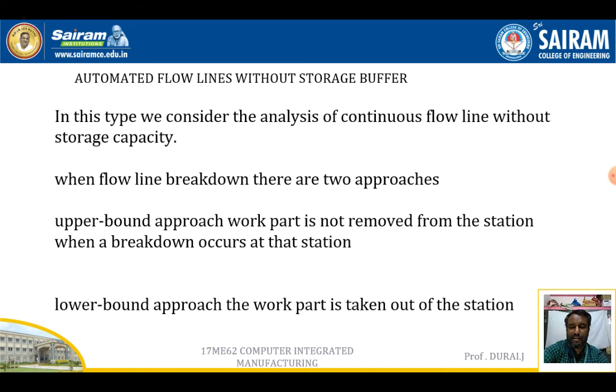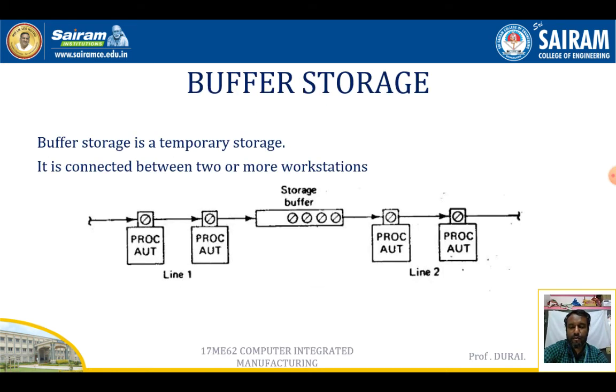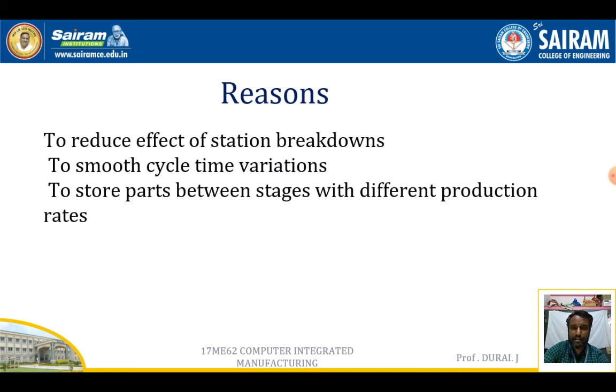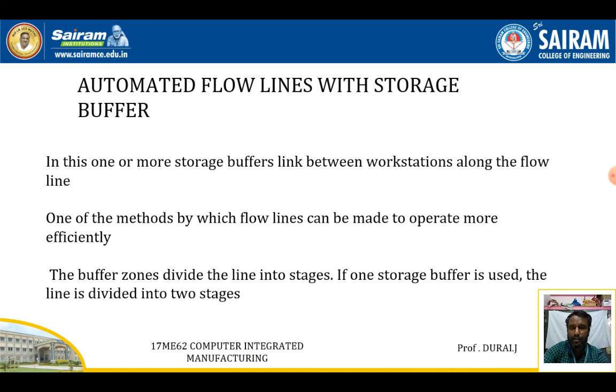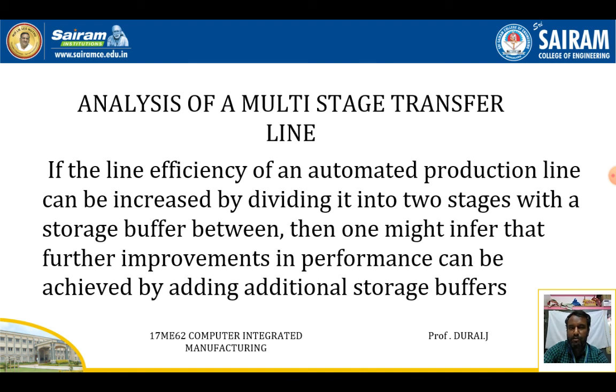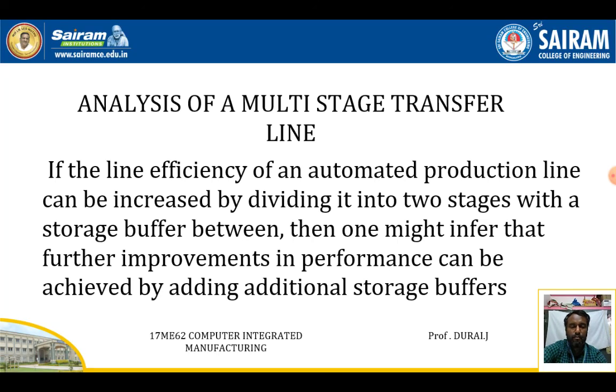Suppose like this, line 2 can be separated. If anything happens in this one, it won't affect the production of the other workstations, which will continue creating components over here. That is what is being said here. This is about the analysis of the multi-stage transfer line. With that, the analysis of transfer flow lines is over.